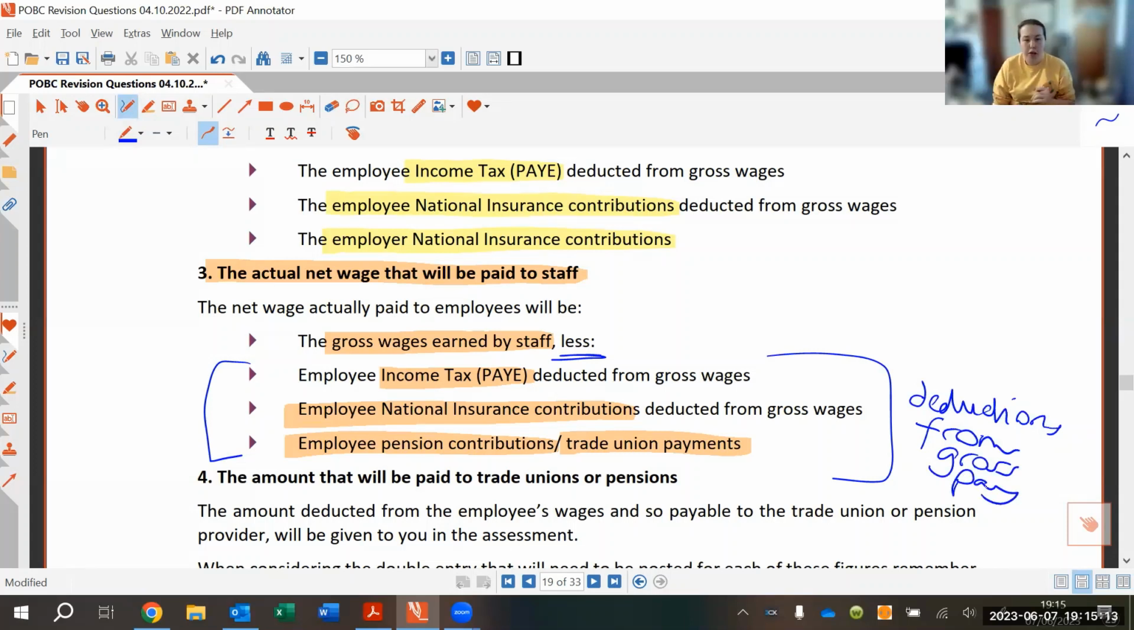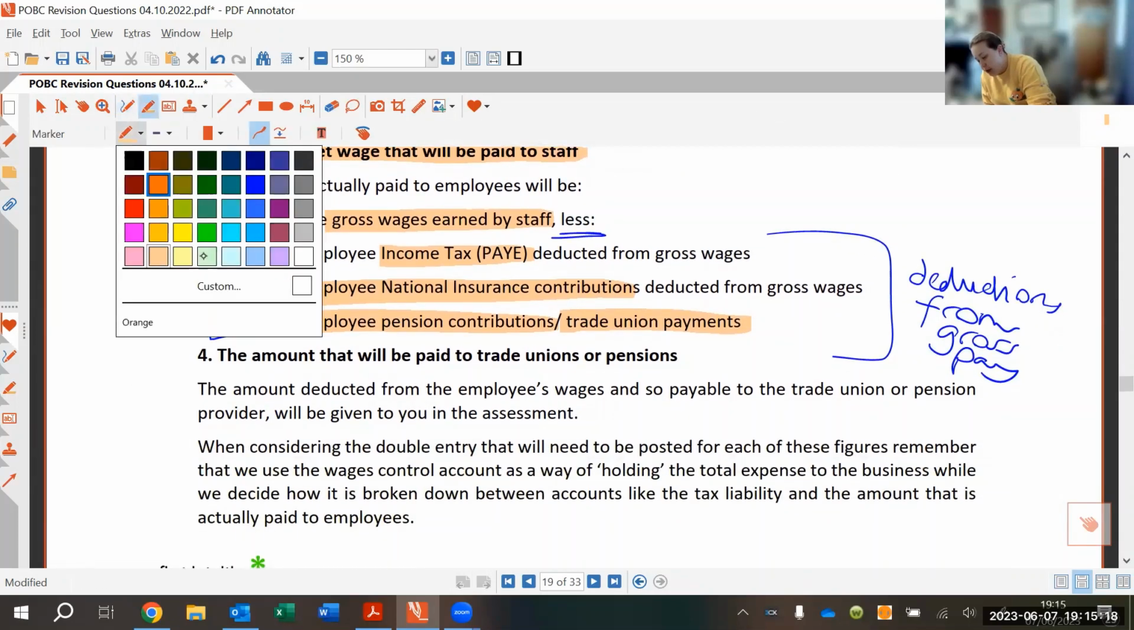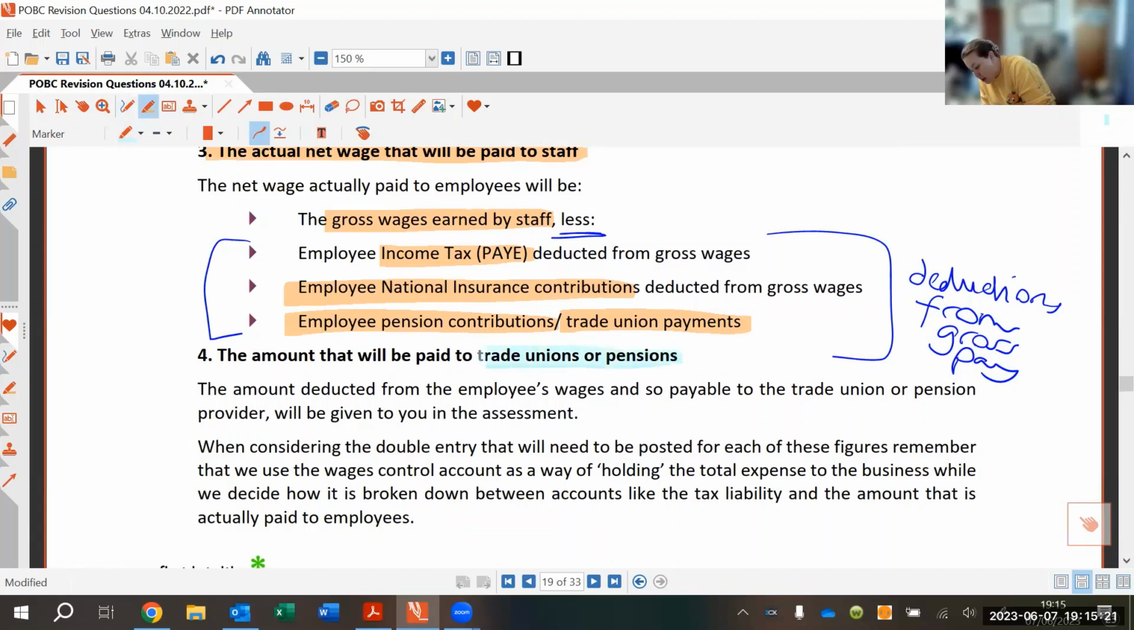So you're going to be taking them off rather than adding them in. And then finally, the fourth one you're going to get will either be to record a pension liability or a trade union liability, depending on what they've given you in the information. And what this is doing is just pulling the amount that needs to go to either the pension provider or the trade union, and we're putting it into the trade union liability or the pension liability to then be paid over at a later date. So you will get one of those, either pension or trade union.